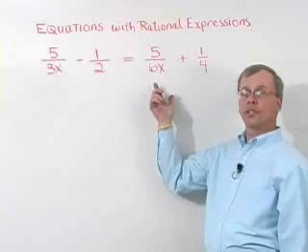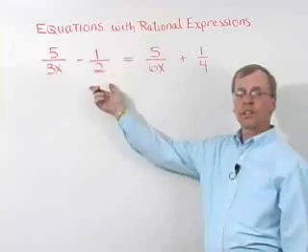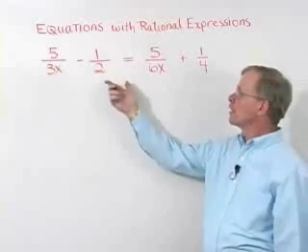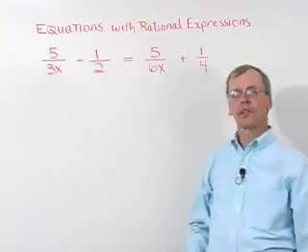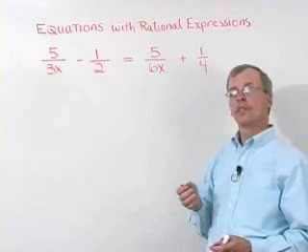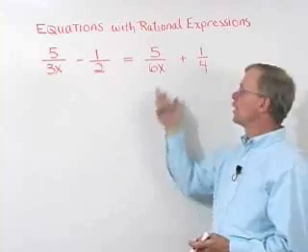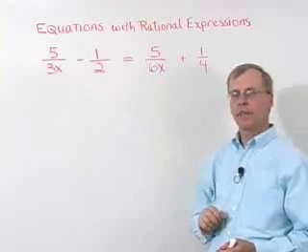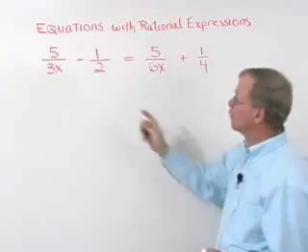Sometimes equations have rational expressions in them. When we see equations with algebra fractions, one of the things we'd like to do is to not have those fractions involved. We can achieve that goal by multiplying by the least common denominator. Let's look and see what it is in this problem.